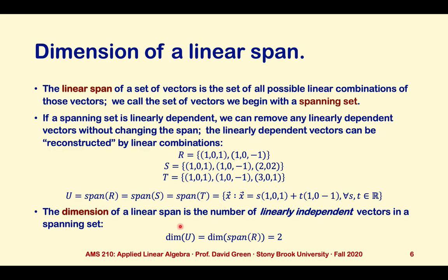What we mean by the dimension of a linear span is exactly this number, the number of linearly independent vectors in a spanning set. So the dimension of this vector space that can be defined as either the span of R or of S or of T is 2. 2 linearly independent vectors.